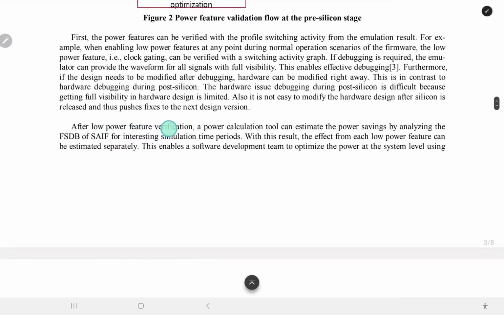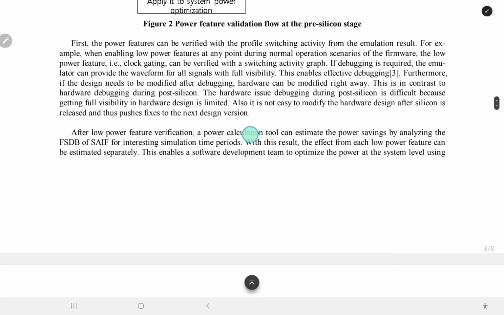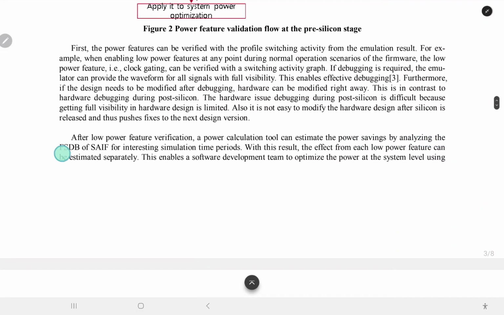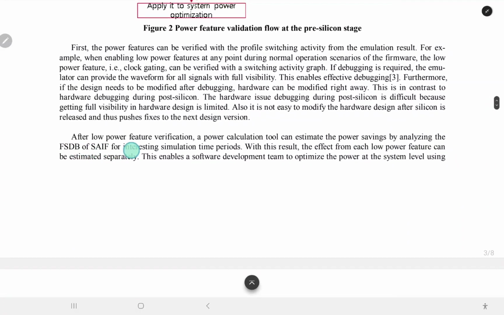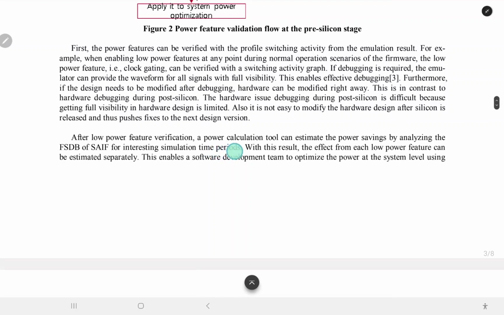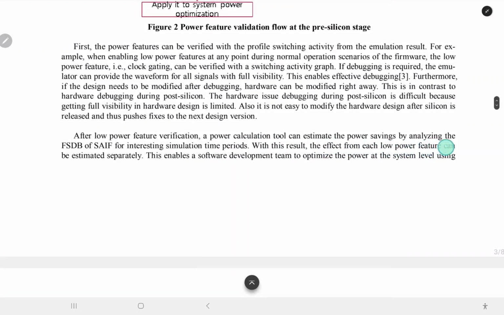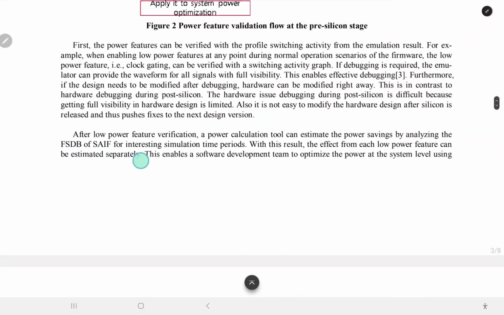After low power feature verification, a low power calculation tool can estimate the power savings by analyzing the FSDB or SAIF for an interesting simulation time period. With this result, the effect from the low power feature can be estimated separately.